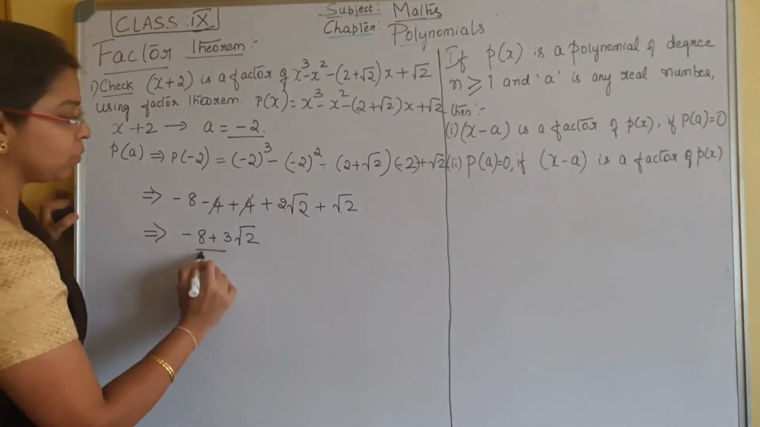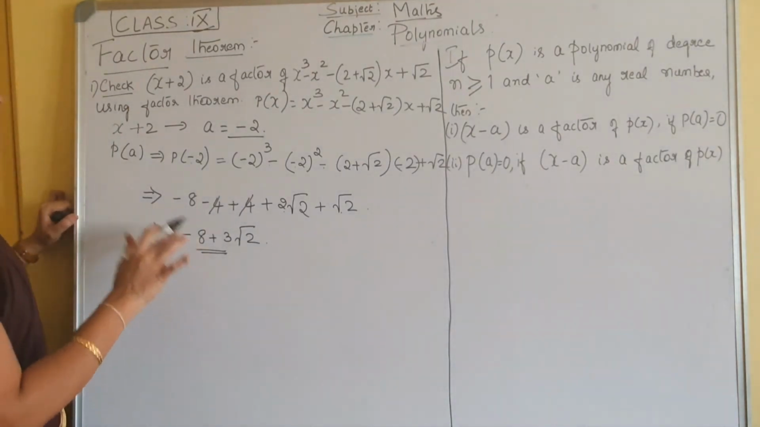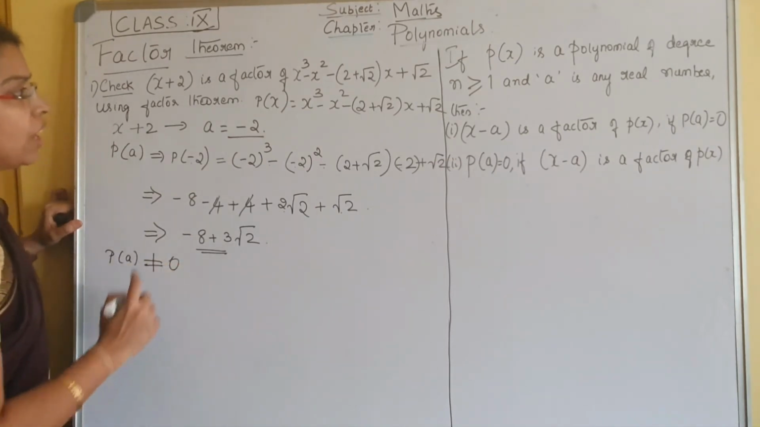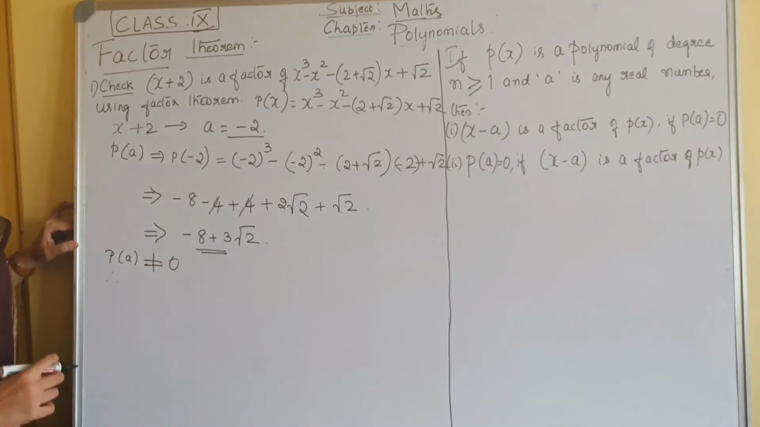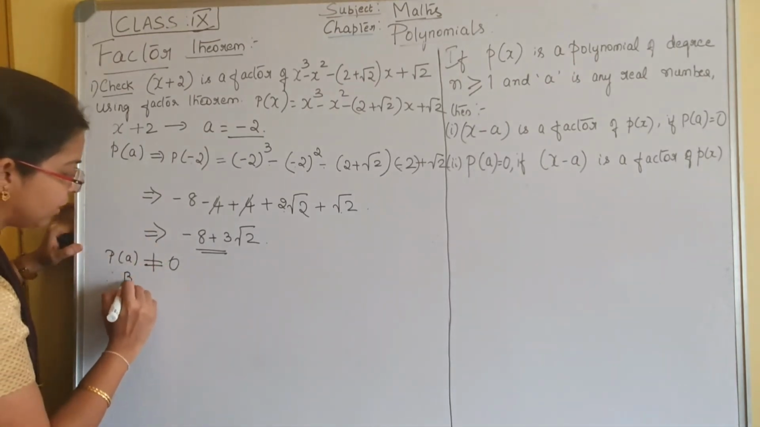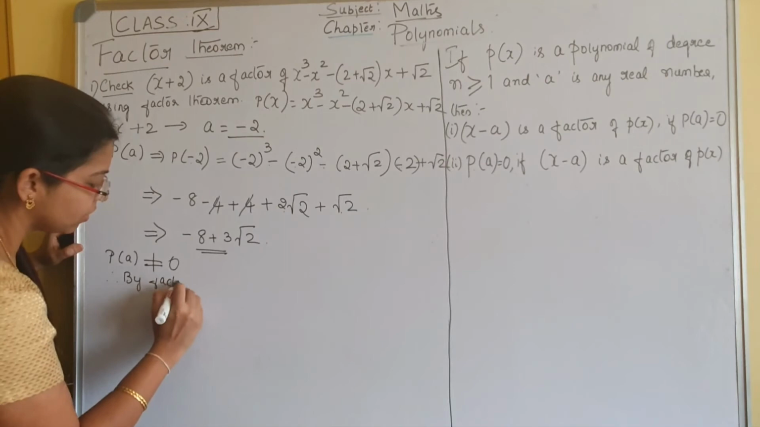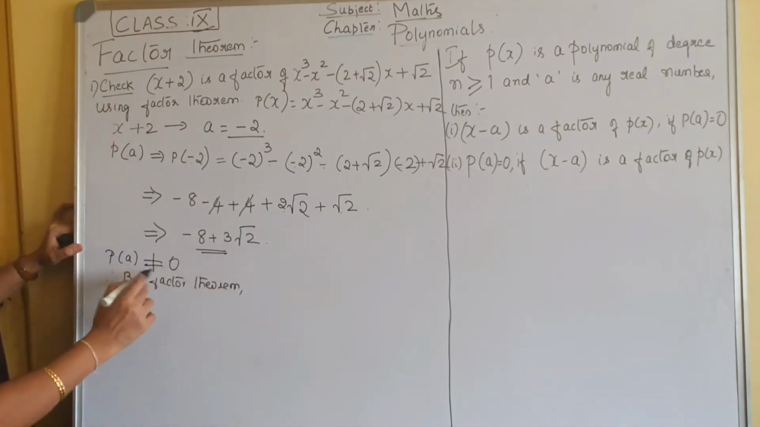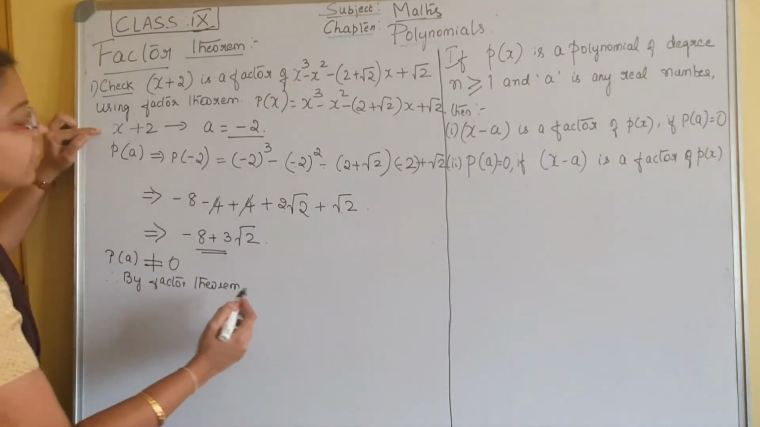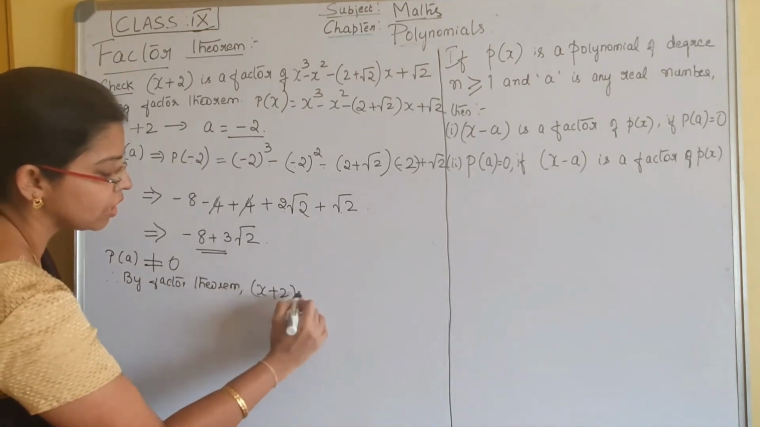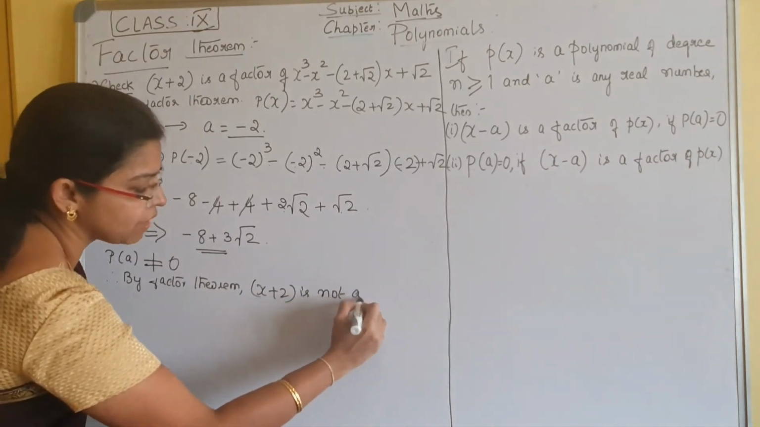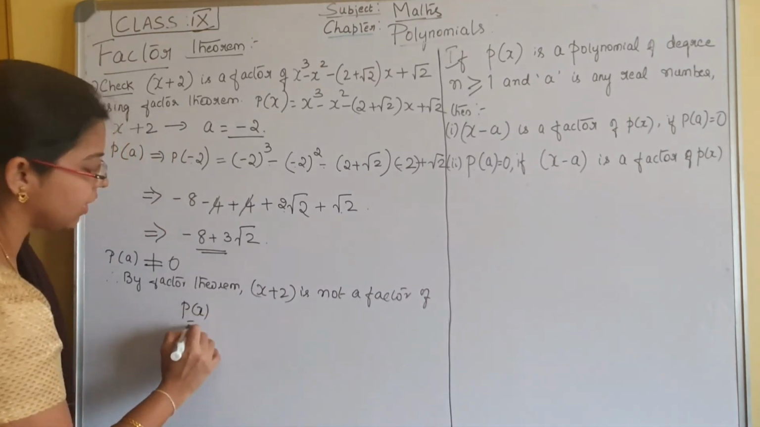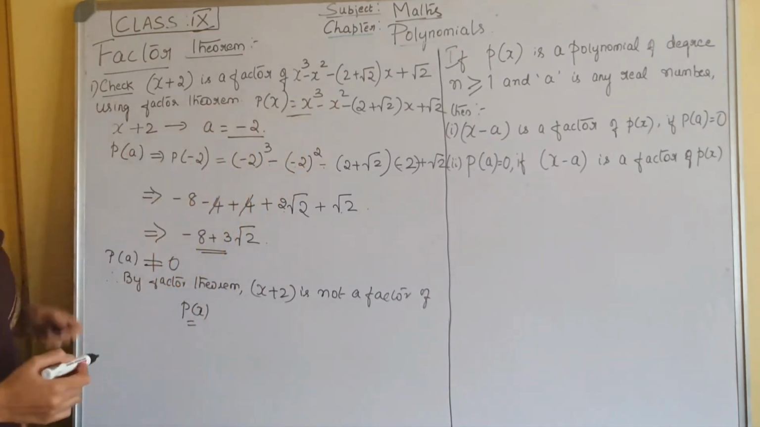Right? So you have a remainder value which is not 0. That is p of a is not equal to 0. Therefore, what do we conclude? As per the factor theorem, p of a is not equal to 0. Therefore, by factor theorem, we can say that x plus 2 is not a factor of p of x. Here p of x value, that's why we have written in the beginning itself.